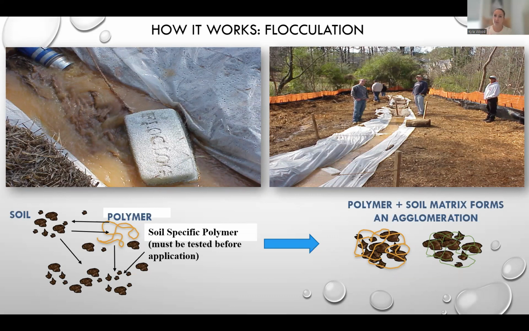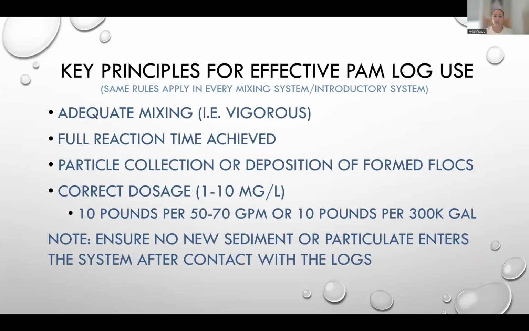As the polymer dissolves, it's a two-step process. The water is going to hit the log, and it's going to erode and dissolve that polymer into the water. Once those long chain polymers are in the water, they have to physically contact the suspended sediment. That's why we need flowing, turbulent mixing. Then there's a snowball effect where we form bigger and bigger particles until they're heavy enough to settle or be captured by some type of fibrous matting or polymer enhanced check dam or something along those lines. So I want to recap the principles for effective flocculation with flock logs and flowing water.